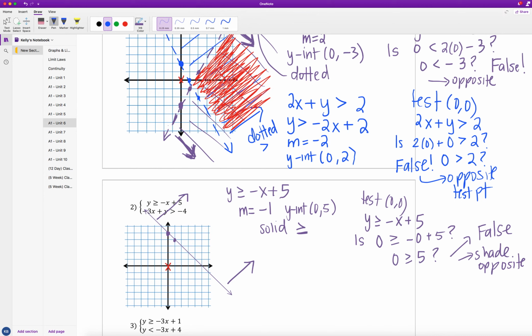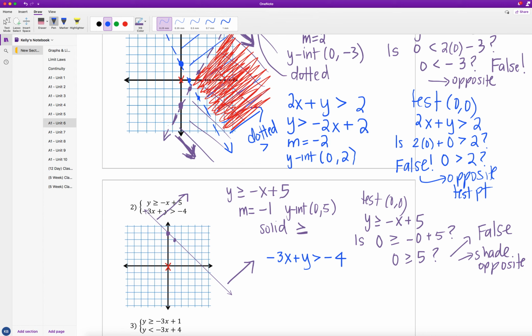Okay, I'm going to do our second line in blue. So we have negative 3x plus y is bigger than negative 4 was our original problem there. Why don't you guys pause the video and graph this linear inequality.